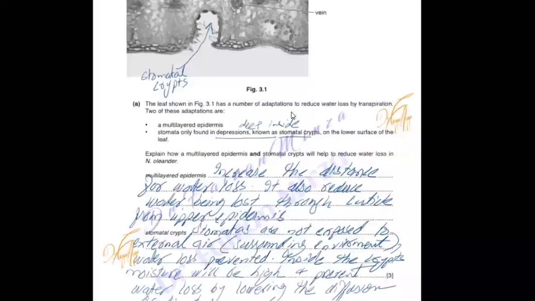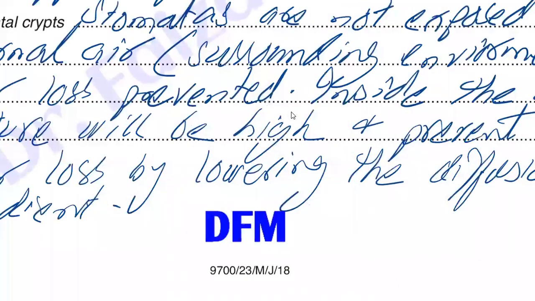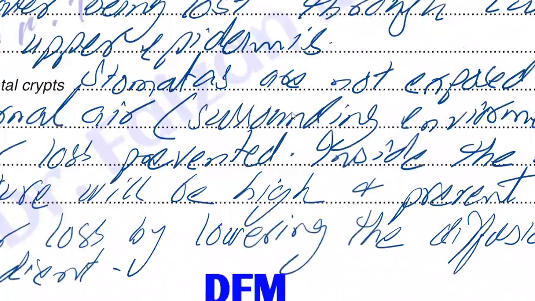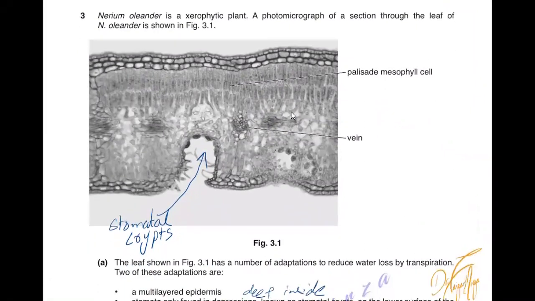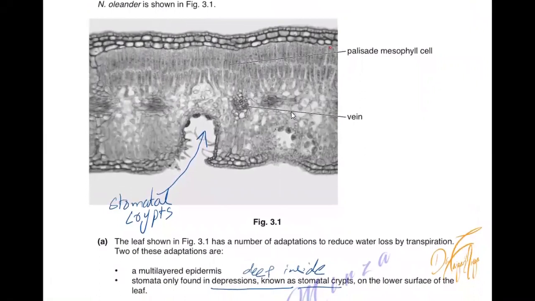Okay, so this question came in 2018 and in 2023, and this question deals with this xerophytic plant, and they are showing a photomicrograph, a section through a leaf of this plant here. The palisade mesophyll are this. So if these are palisade mesophyll, these must be spongy mesophyll here. This must be a vascular bundle, the vein.